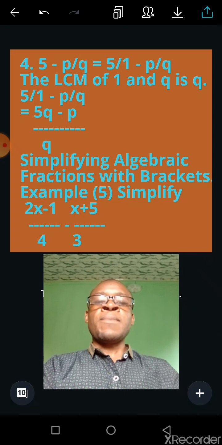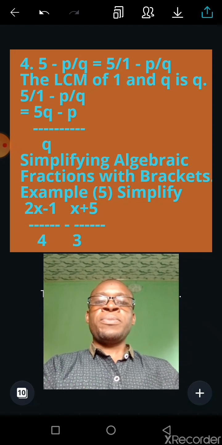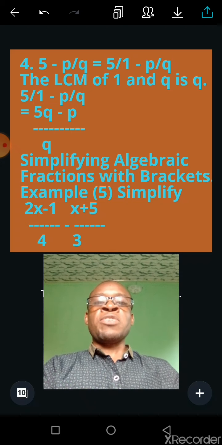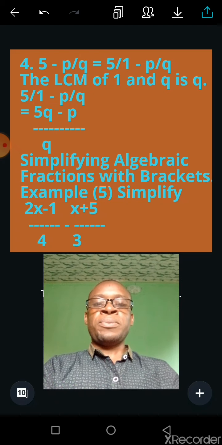So we now do the same thing we did before. We bring it down and go to the first fraction, which is 5 all over 1. So 1 divide q will give us q. So q times 5 is 5q. Go to the next fraction, which is p over q. So q divided by q is 1. 1 times p is p. So we have 5q minus p all over q.